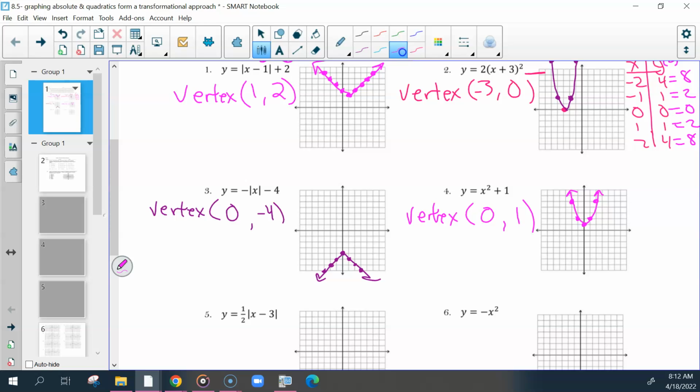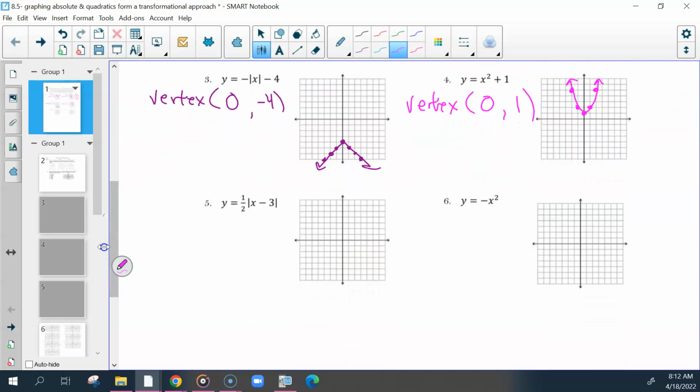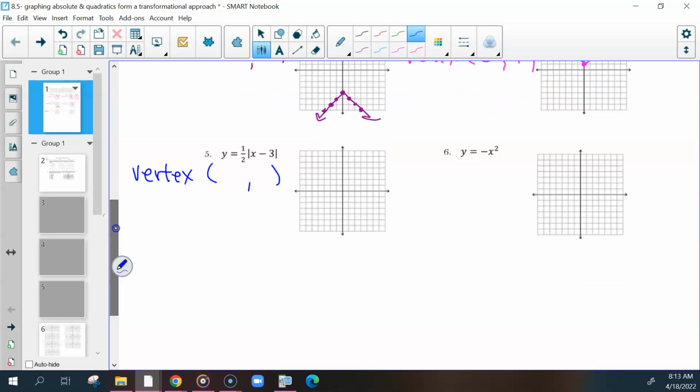Questions on that one? Vertex for number 5. Not 1/2. The number in front doesn't really matter for the vertex. 0.